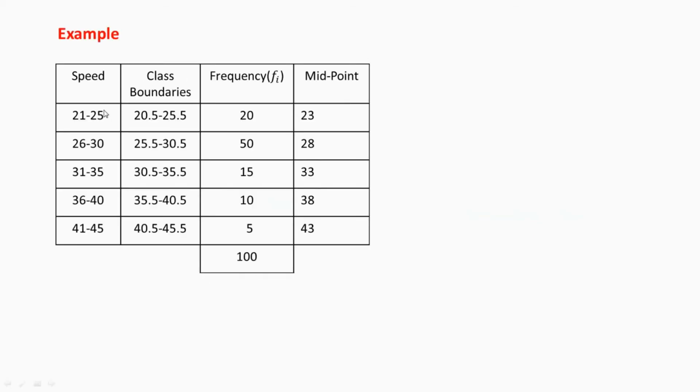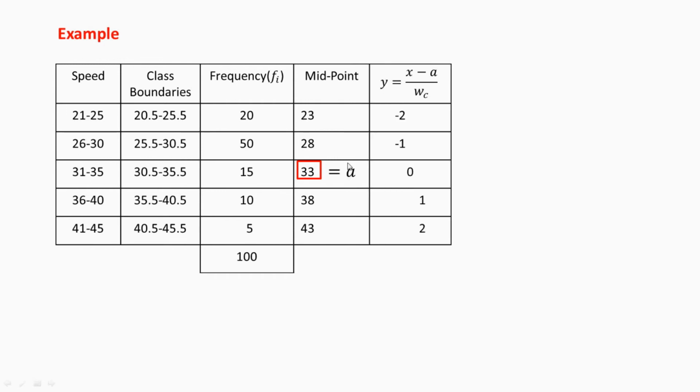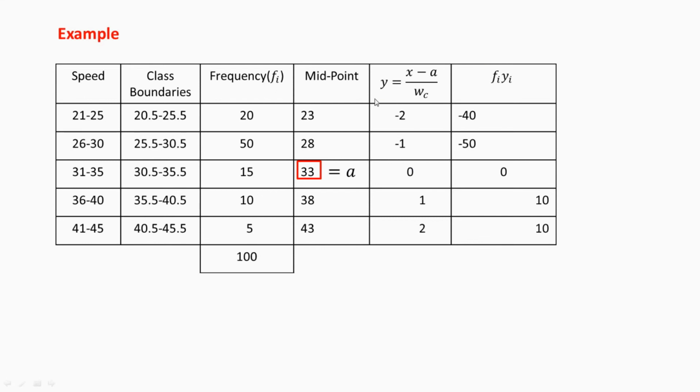Here you can see the speed column, class boundaries, and frequency column. Next, the midpoint column. Here I have assumed 33 as a, that is my assumed mean. Here I have found the y values also. Next, I have multiplied this fi value and these y values. That is because we want to find y bar.